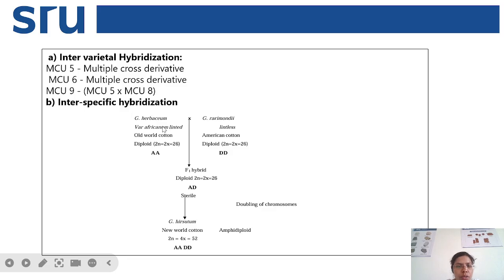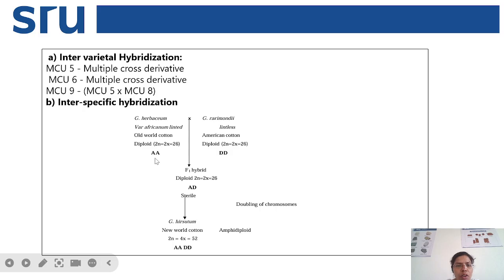So here Gossypium herbaceum we have discussed earlier. This is the old world cotton, and it is a diploid with chromosome number 2n equal to 26. And next is Gossypium raimondii. It is an American cotton, that is New World cotton. It is also a diploid cotton, with chromosome number 2n equal to 26.